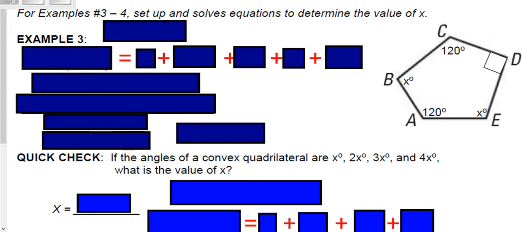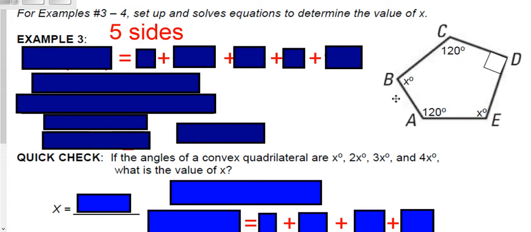So we have a similar example in example 3. It says set up and solve the equation to determine the value of x. Now we can see that there's 2 missing. So this time I'm going to set up a whole equation instead of just subtracting the ones I know. Okay. So let's see what we got.